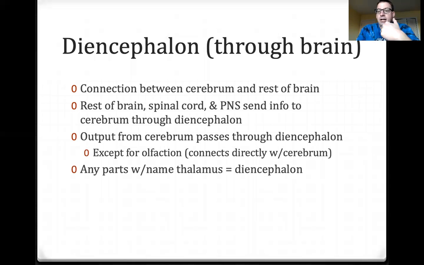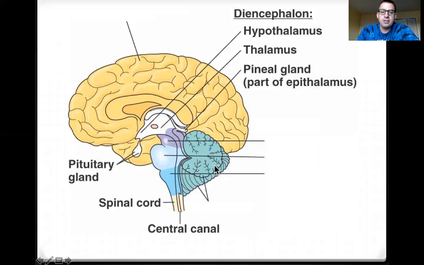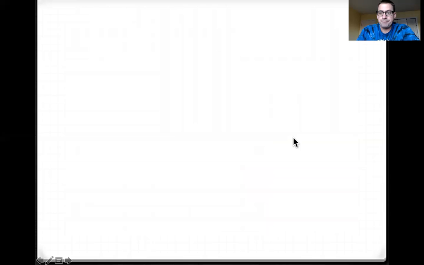As I go through here, I'm probably going to go faster than you can write things down. But the nice thing is you can pause the video to write those things down. So here's where the diencephalon is located. It's made up of the hypothalamus, the thalamus, and the pineal gland. Those are the big parts that we're going to focus on here today.